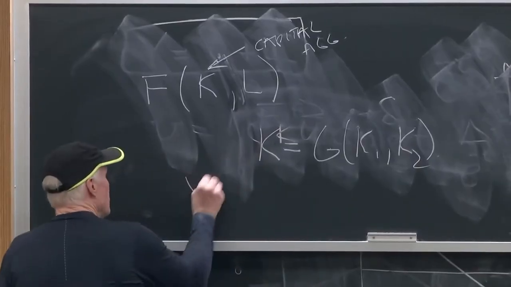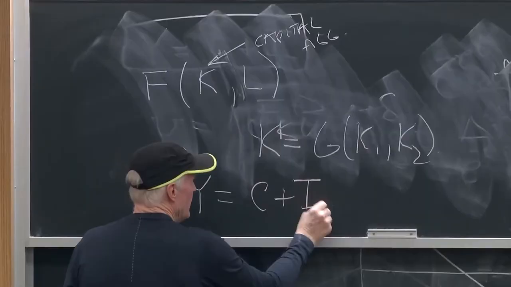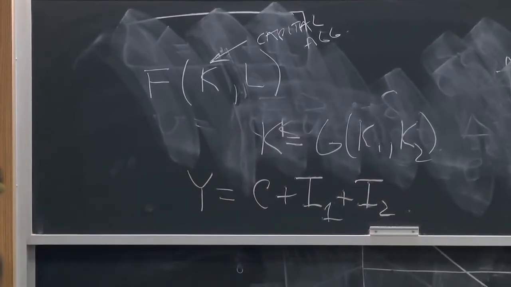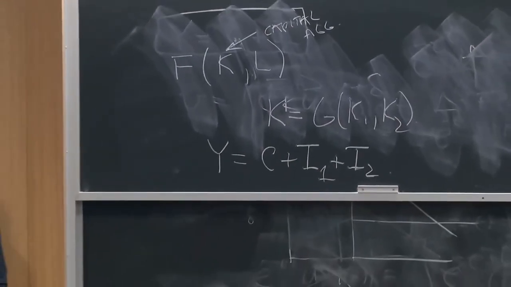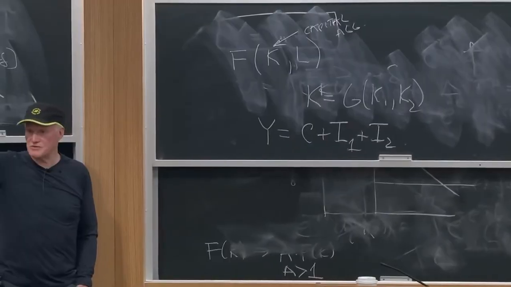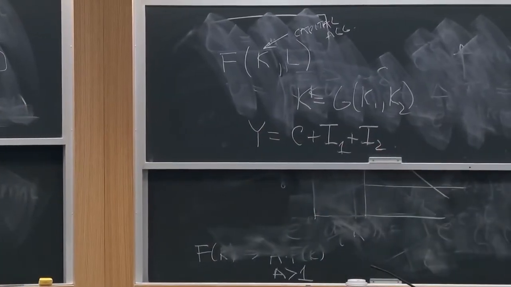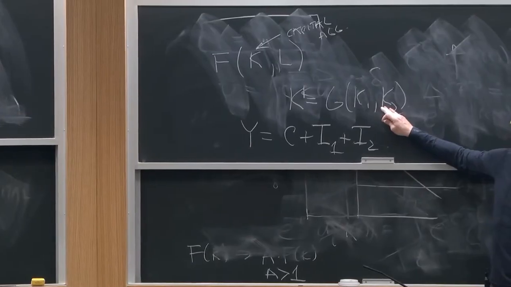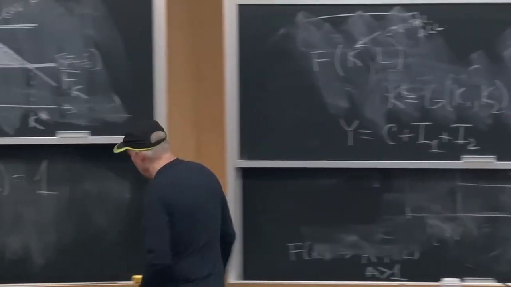And I'm going to stick with my assumption that Y equals C plus I1 plus I2. That is, the way you produce either type of capital is just give up consumption to get more of it. All right, so same picture. Okay. All right, so you can put your investment into either type of good, but they're imperfect substitutes in production. All right, so that's going to be my model. Okay.